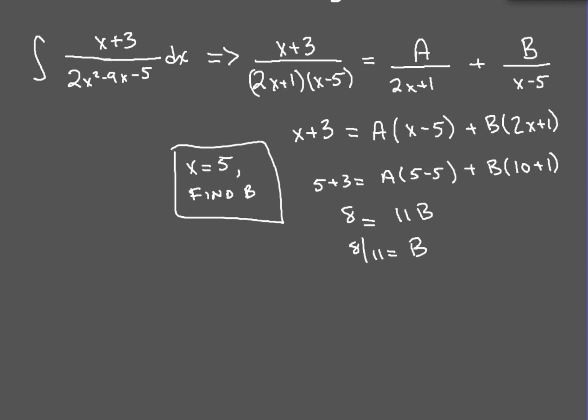Now to find the value of A, we're going to take a look at this second piece, B times the quantity (2x plus 1). To make this term be 0 and cancel out, we're going to have to let 2x plus 1 be 0. I'm going to do this on the side. Of course, we're going to end up with x equals negative 1/2. So for the second piece, we're going to let x be negative 1/2, and that's going to allow us to find the value of A.